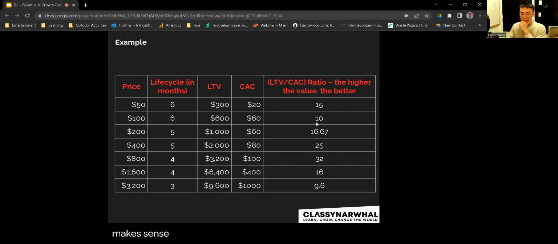Make sense? So here you can see the sweet spot is this one, 32, which means that at $800, customer stays for 4 months. So yes, they are churning out. But your lifetime value of the customer is $3,200, and it only costs you $100 to get that customer. So there is a maximum difference in between these two numbers. And the higher the difference, the higher your profit margin, basically.